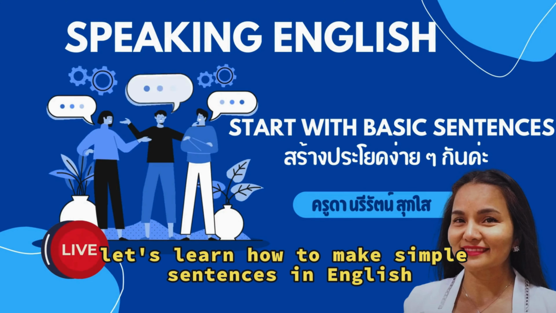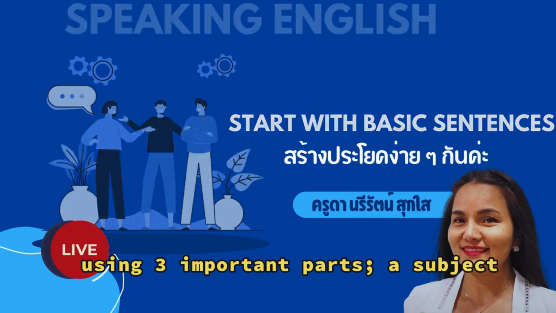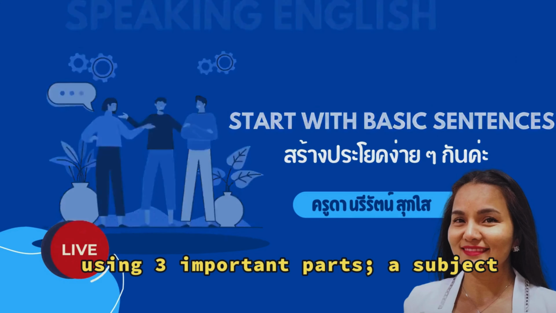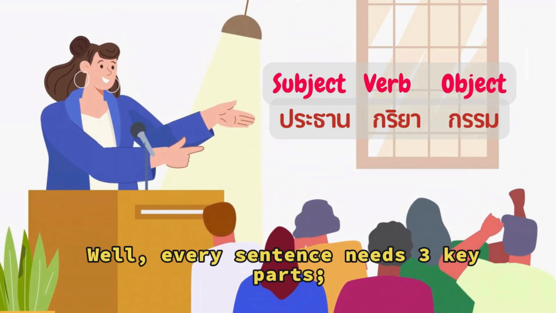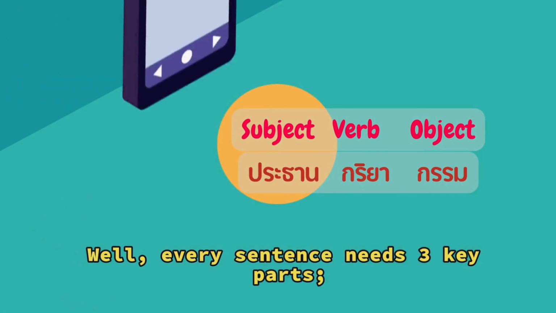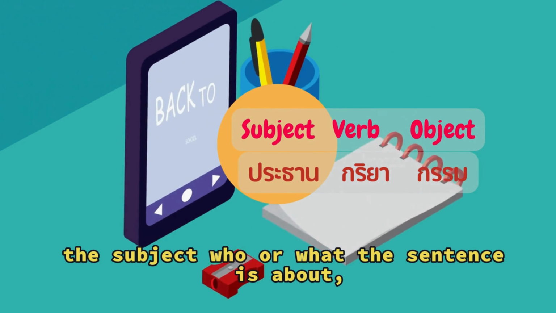Today, let's learn how to make simple sentences in English using three important parts: a subject, a verb, and an object. Every sentence needs three key parts. The subject, who or what the sentence is about. The verb, what the subject is doing. The object, what is affected by the verb.